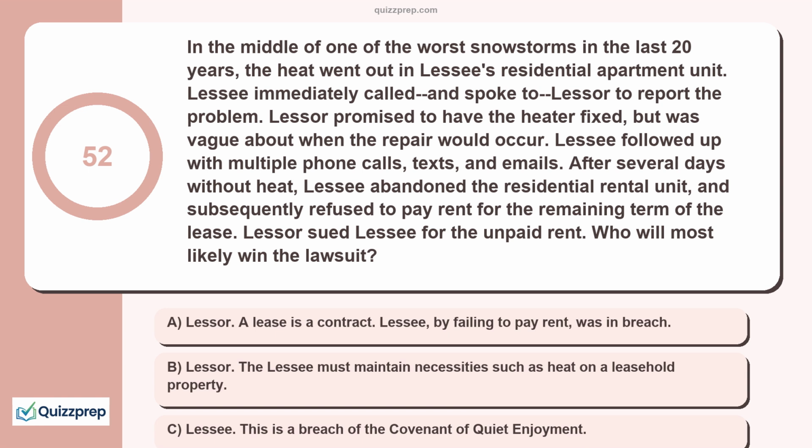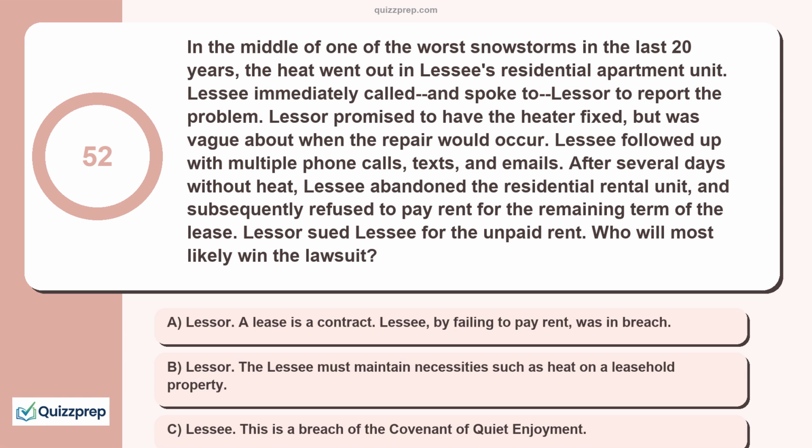Question 52. In the middle of one of the worst snowstorms in the last 20 years, the heat went out in lessee's residential apartment unit. Lessee immediately called and spoke to lessor to report the problem. Lessor promised to have the heater fixed, but was vague about when the repair would occur. Lessee followed up with multiple phone calls, texts, and emails. After several days without heat, lessee abandoned the residential rental unit and subsequently refused to pay rent for the remaining term of the lease. Lessor sued lessee for the unpaid rent. Who will most likely win the lawsuit?